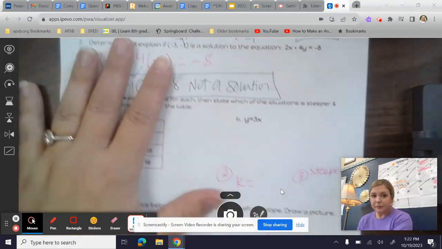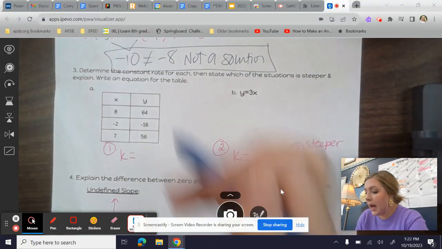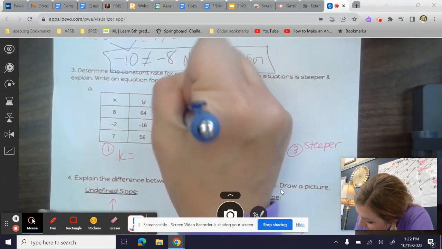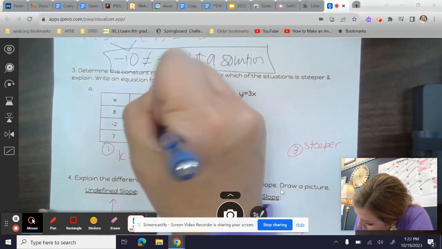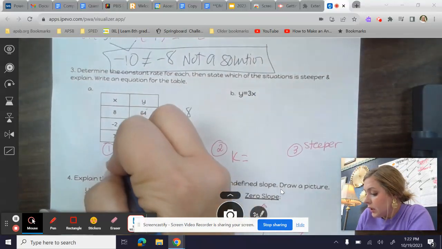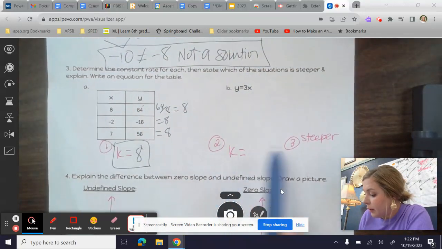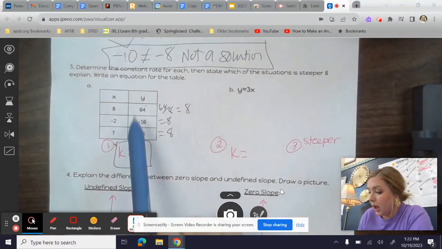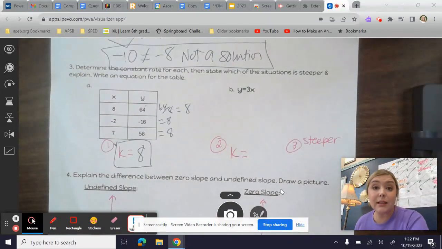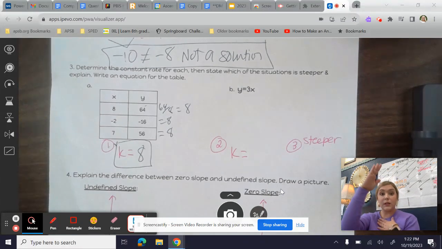All right. Right here, I have where I'm doing Y divided by X. 64 divided by 8 is 8. -16 divided by -2 is 8. And 56 divided by 7 is 8. So I have my first point right here. Notice how I broke down my 3 points. I have my constant rate from the table. I'm going to get my constant rate from the equation. And I'm going to answer which one is steeper, like we've been doing the last few days. Remember, steeper is referring to the graph, and it's just asking which one is larger.